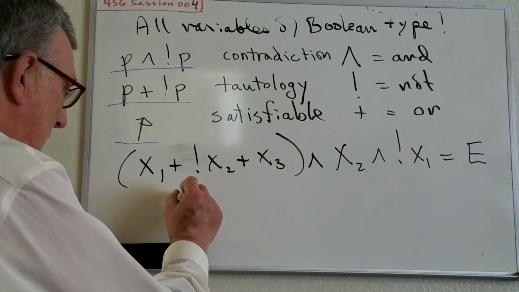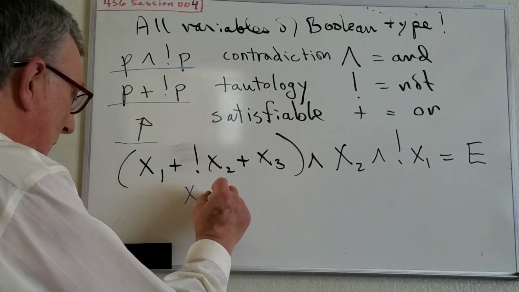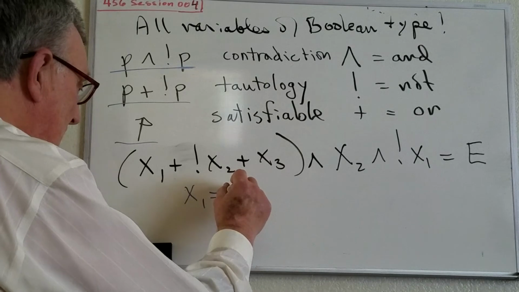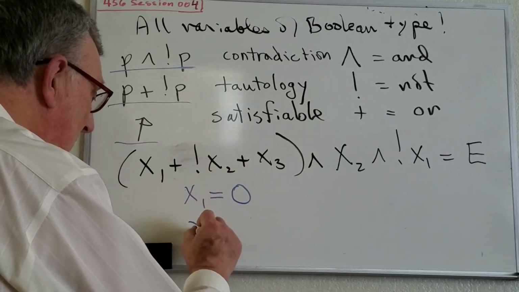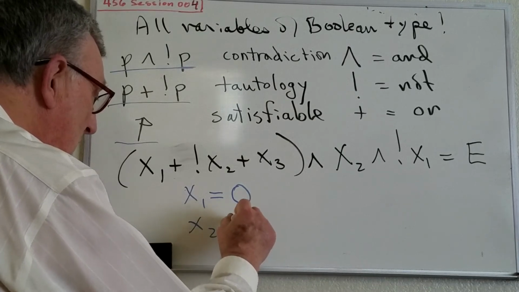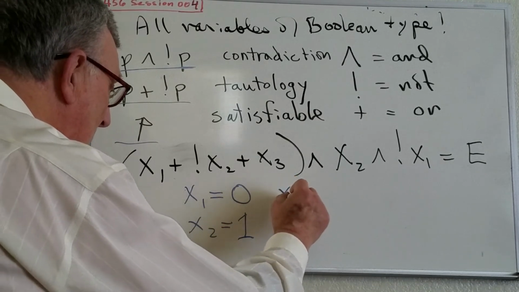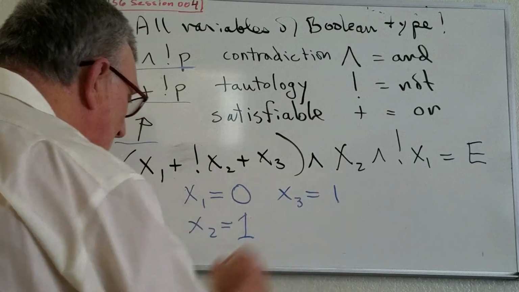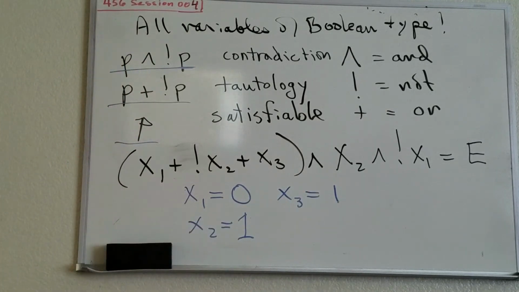I can make an assignment as follows. X1 is false. X2 is true. And X3 is true. Now, with that assignment, this expression is true. Therefore, it's not a contradiction, or in other words, it's satisfiable.